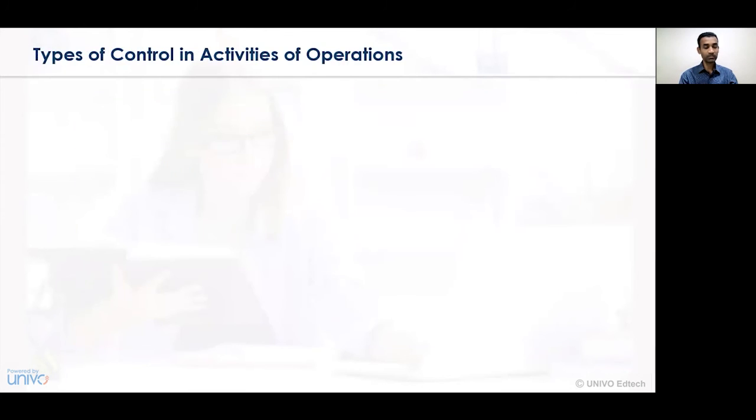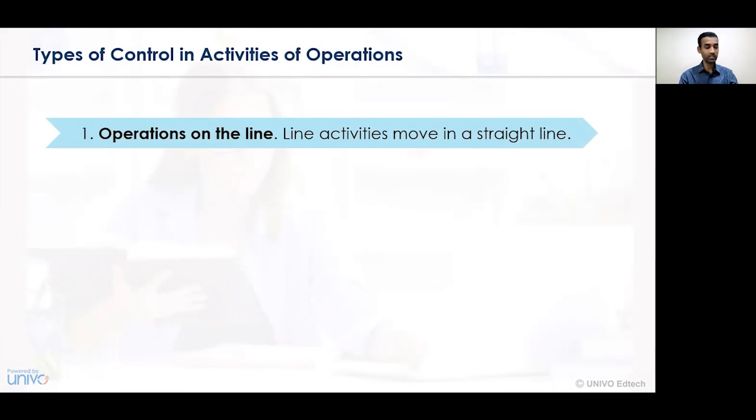Now, what are the various types of control or activities in operations control? The first activity that has been undertaken is operations on the line. So the activities which are conducted on the line, that is on a straight line, are called operational line activity of a line nature.